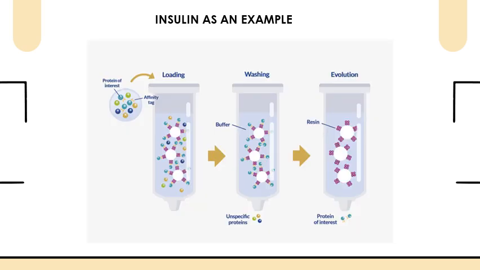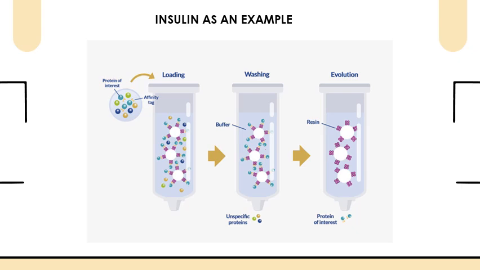So this is how it is actually done. The insulin, which is the protein of interest, before being purified, is placed in the column. So this is the loading process. Then you pour a buffer. The buffer helps wash out the unspecific proteins.